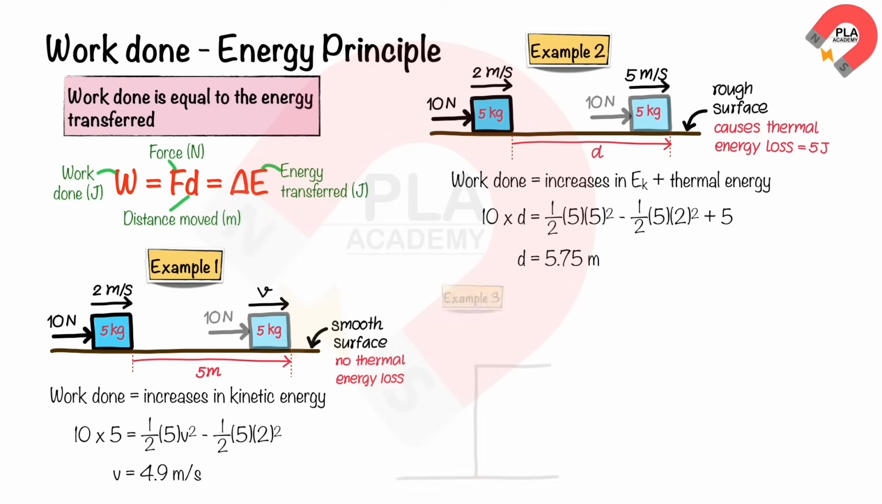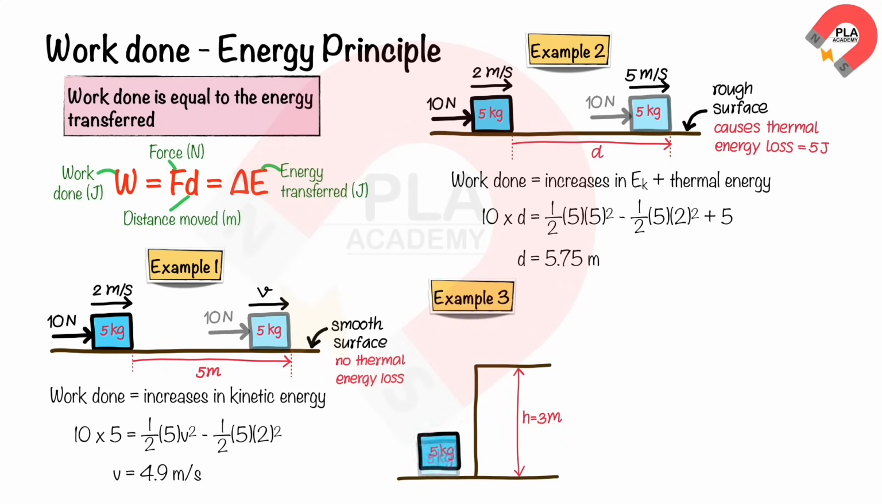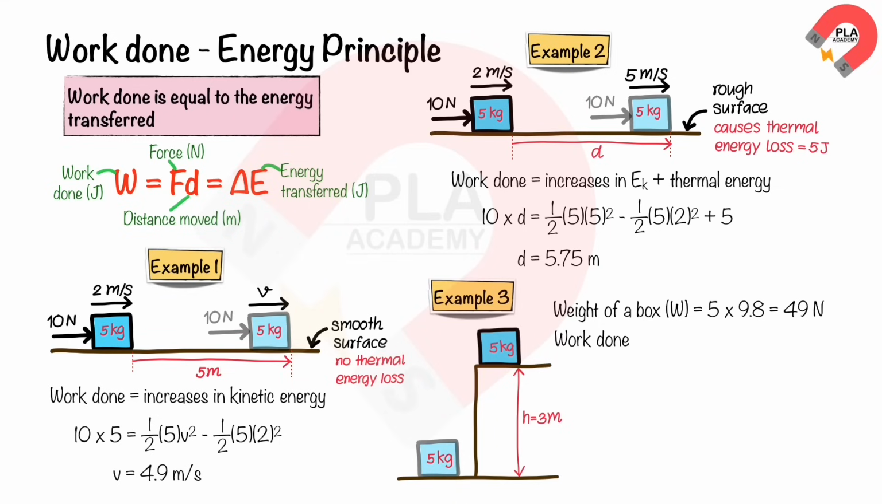In another scenario, let's consider a box with a mass of 5 kilograms being lifted from the ground to a higher level with a height of 3 meters. The weight of the box is 5 times 10, which is equal to 50 newtons. The work done by the weight of the box is given by its weight multiplied by the height. The result is 50 times 3, which is equal to 150 joules.